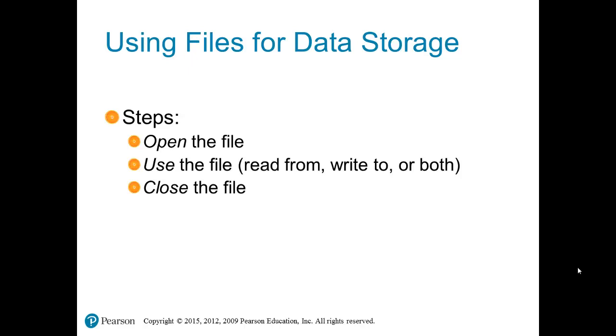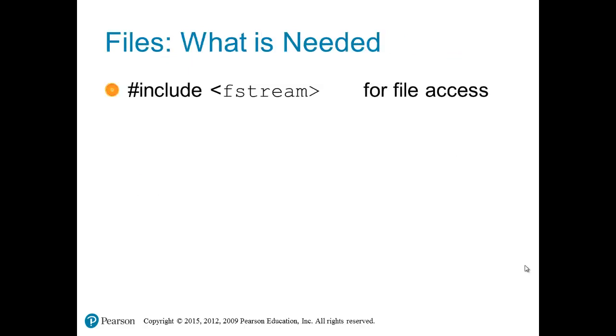For example, if we were writing a program to calculate the transactions from a bank from an entire day, we'd read all that information from a file, and then we'd take the results and probably print them back to another file so somebody else could use them later. So in order to do that in our C++ program, these are the steps. First, we need to open a file, then we use the file, we read from it or write to it or both, and then we close the file. So let's learn how to do this.